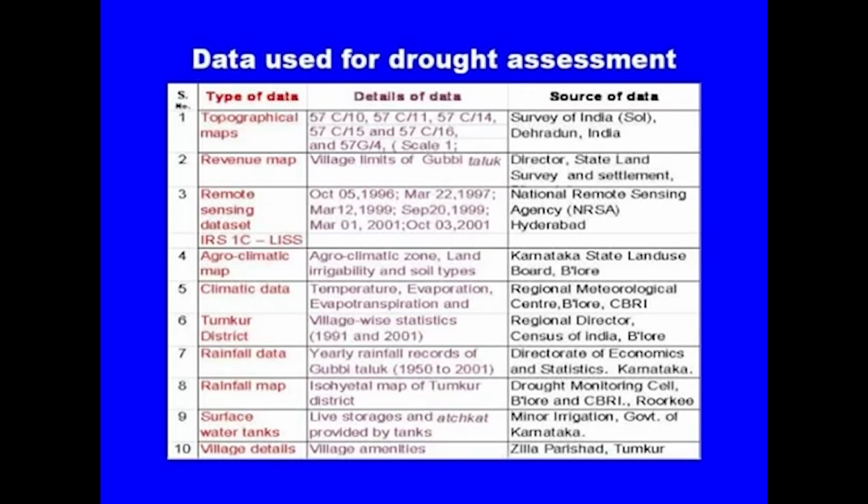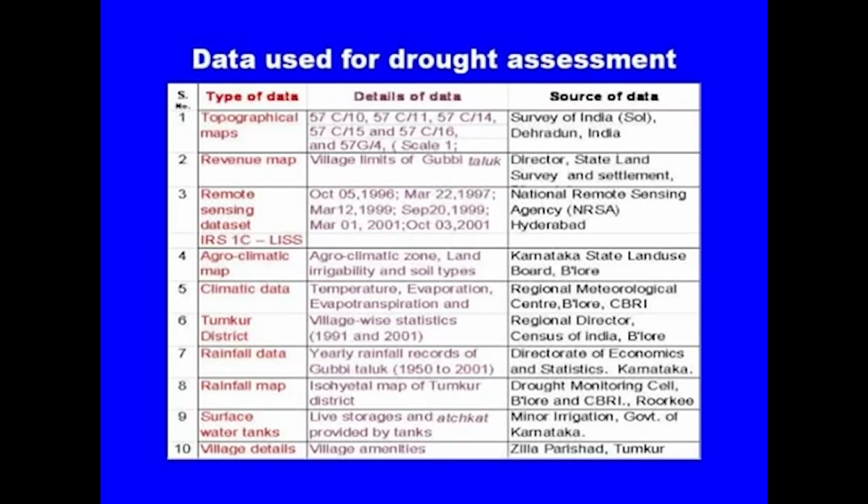Third data set is naturally the remote sensing data set. This is going to provide us the multi-date information which may be required to make an assessment of the drought. In India, the nodal agency to provide satellite data is the National Remote Sensing Agency located at Hyderabad. Then we may need agroclimatic maps, which could be available from the state land use boards, and climatic data, which could be obtained from regional meteorological centers or from IMD at New Delhi.